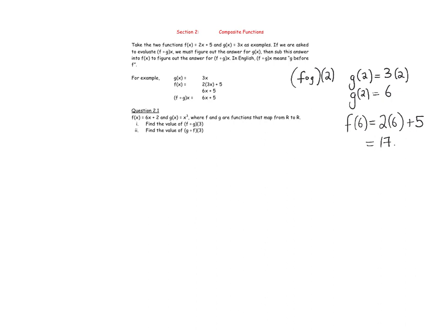So, question 2.1. f of x is equal to 6x plus 2, and g of x is equal to x cubed, where f and g are functions that map from R to R. So what that means is, you can put in real numbers, and I hope we're okay with real numbers, and you can get real numbers back out. So your domain is real numbers, and your codomain is also real numbers.